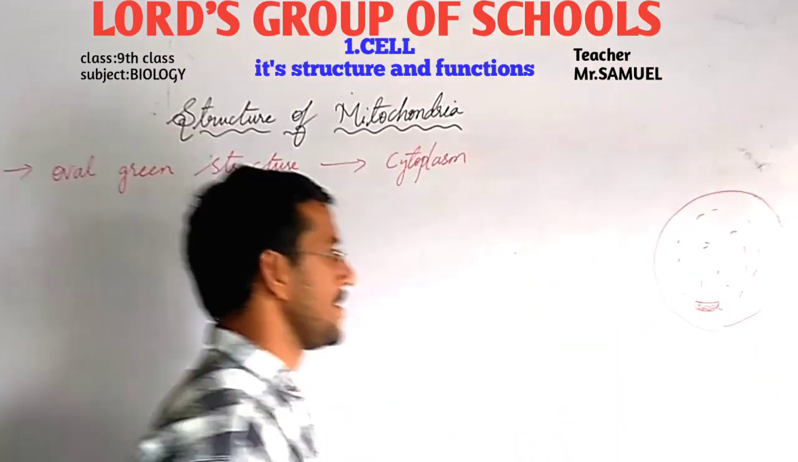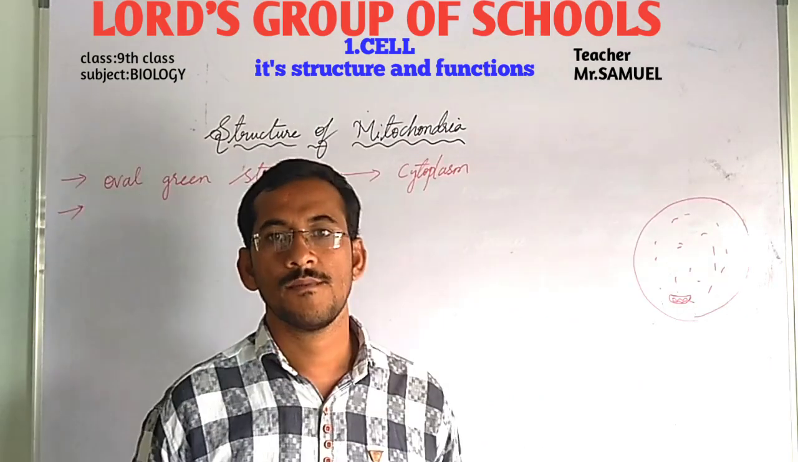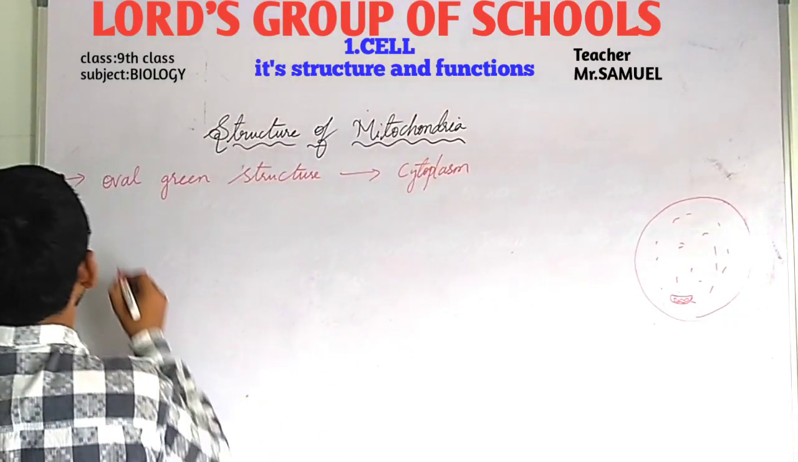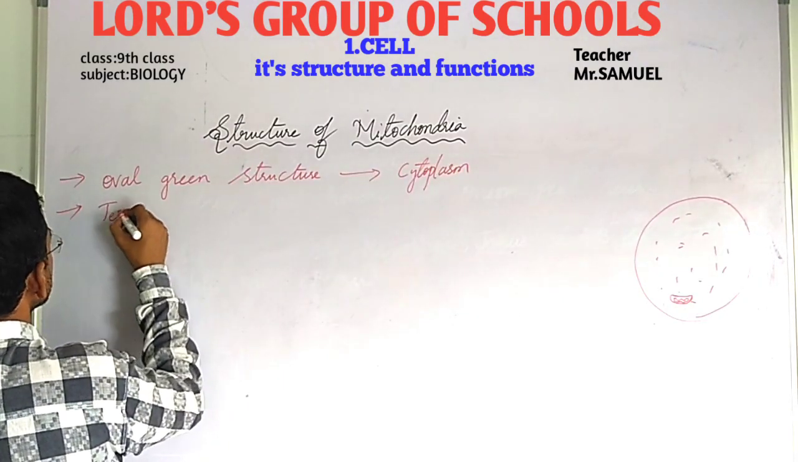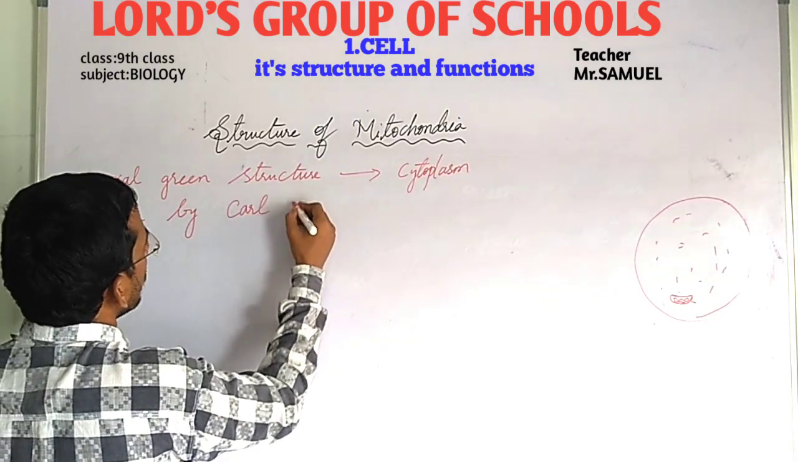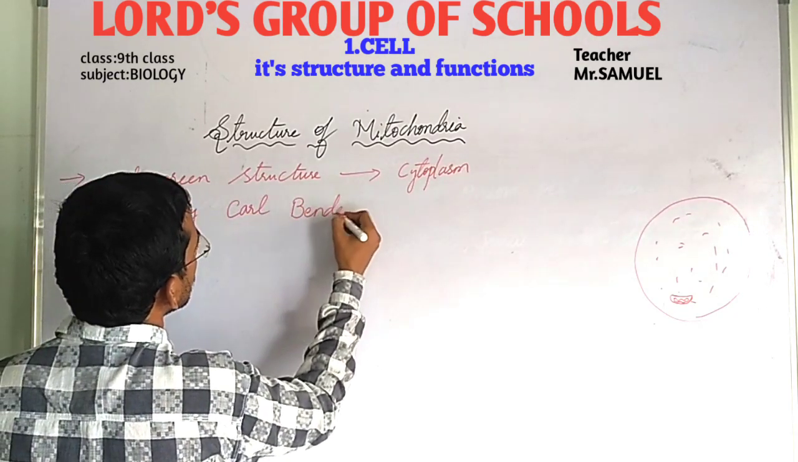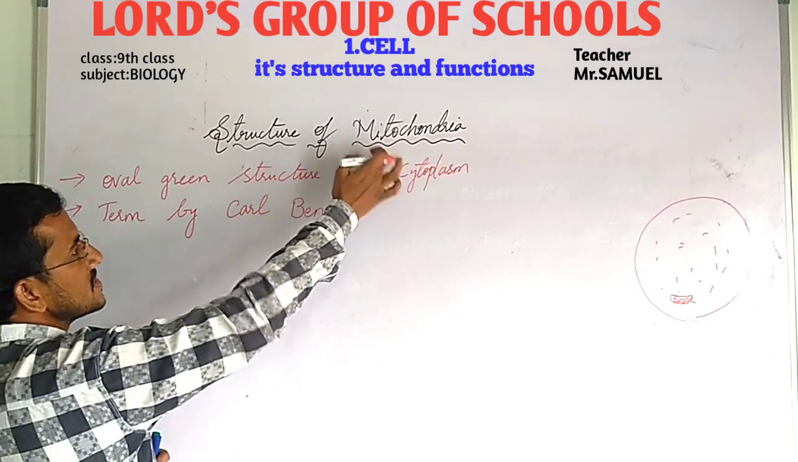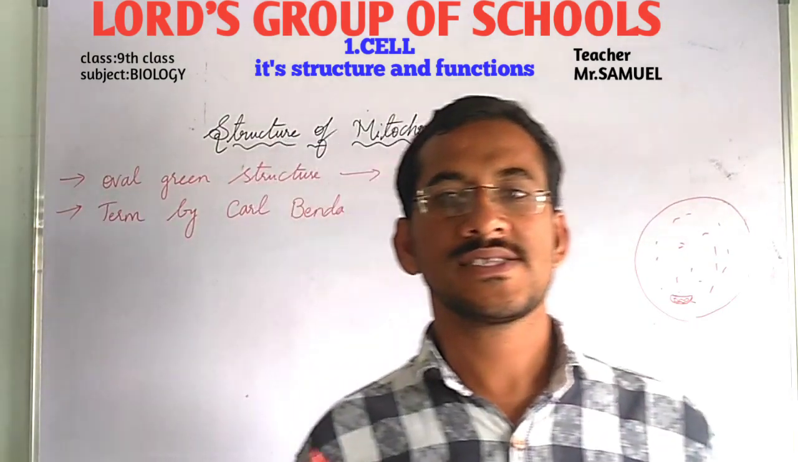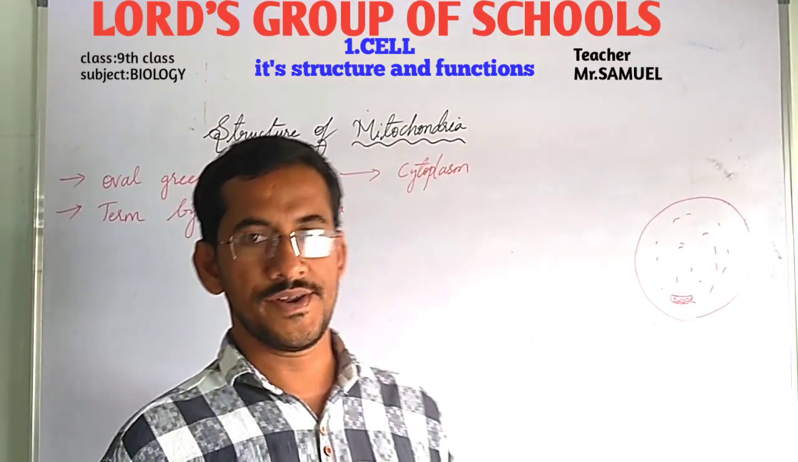So this is mitochondria. The term mitochondria is given by a scientist called Carl Benda. So he is the scientist who gave this name mitochondria. Then let us see the size of the mitochondria.